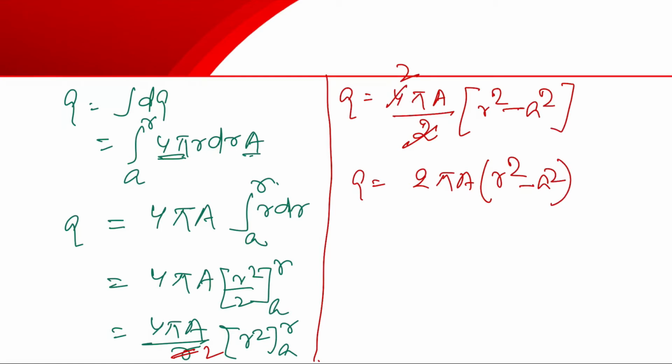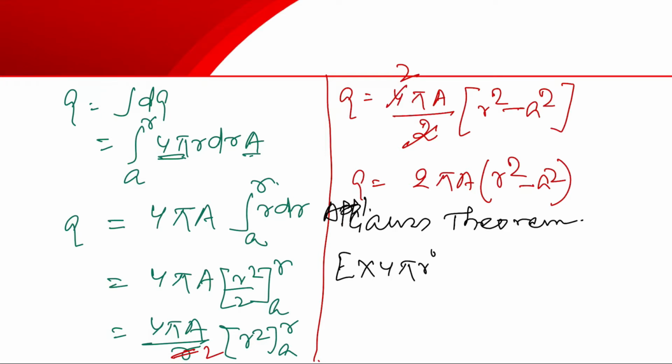Now, if we apply the Gauss theorem for this distance small r from the center, then we can write, applying Gauss theorem, E into 4 pi r square equals q inside the Gaussian surface upon epsilon naught.